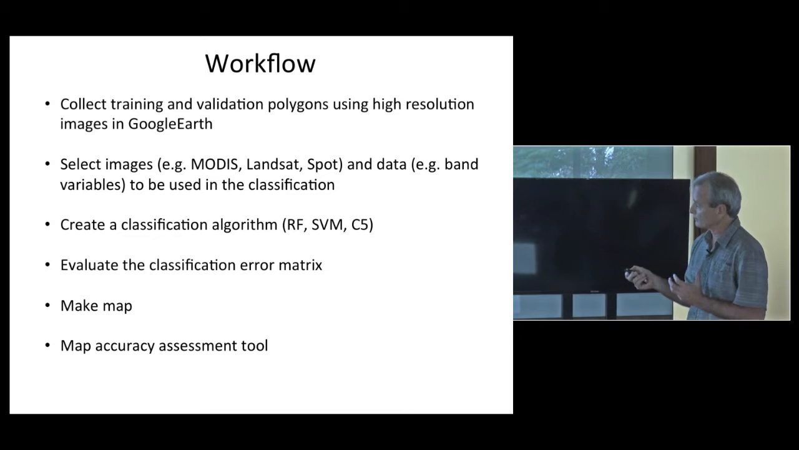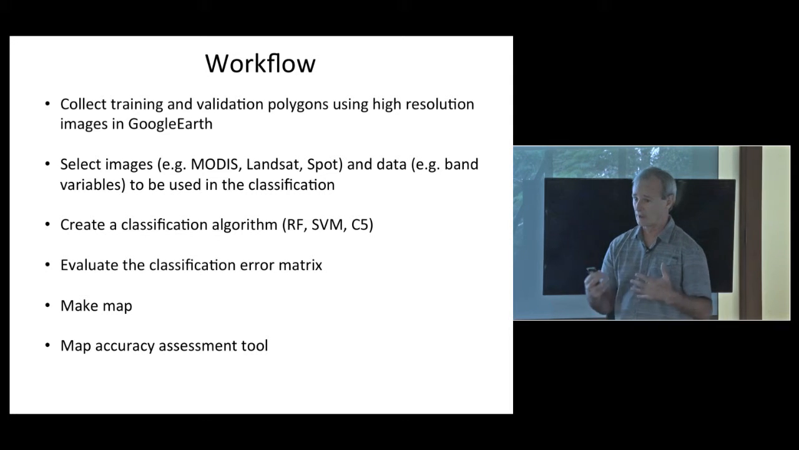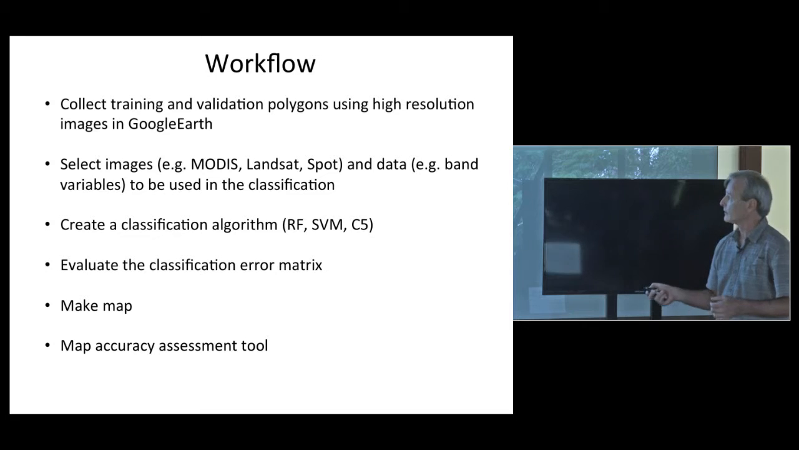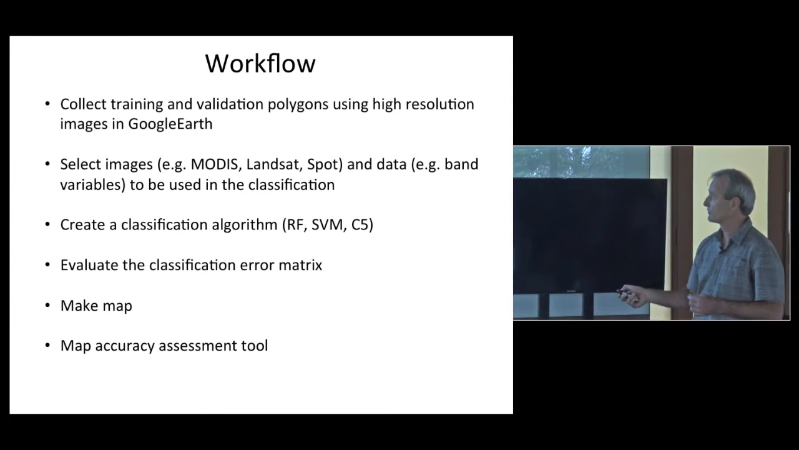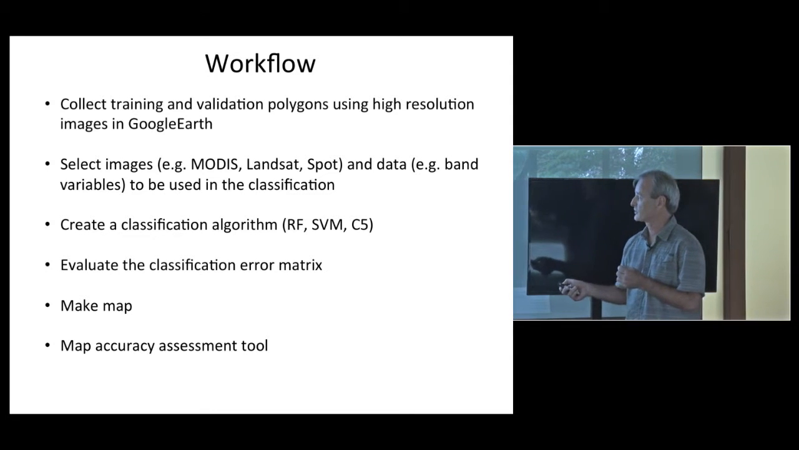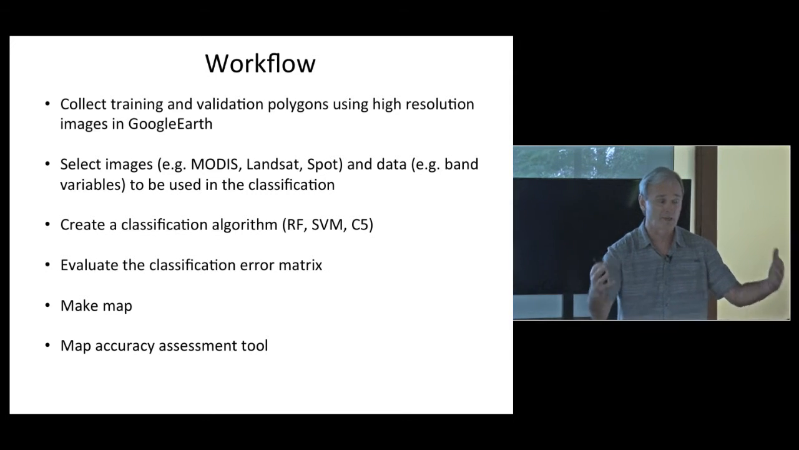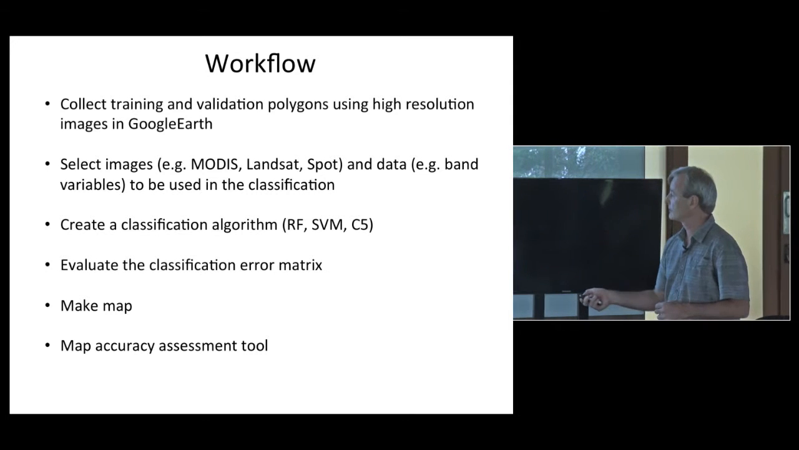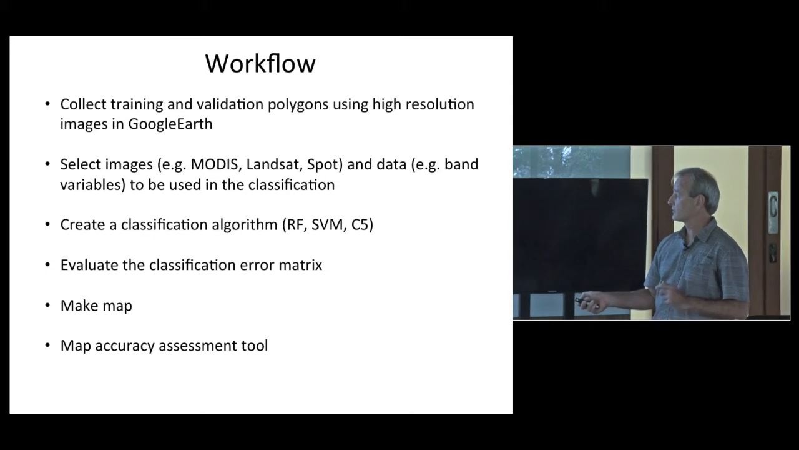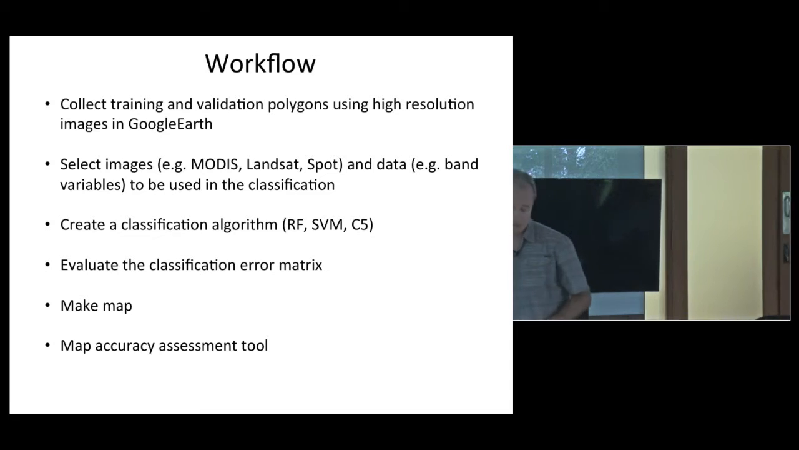Okay, so you collect your training data, the image, you decide on what images that you're going to want to analyze, you create a classification algorithm, we give the user different options to choose from, you evaluate this classification error, or the error matrix, you see, have I done good enough work? Am I happy with the ability of the classification algorithm to distinguish my different classes? When you're happy, you make a map, and we're developing another tool to actually evaluate the maps that we're using.